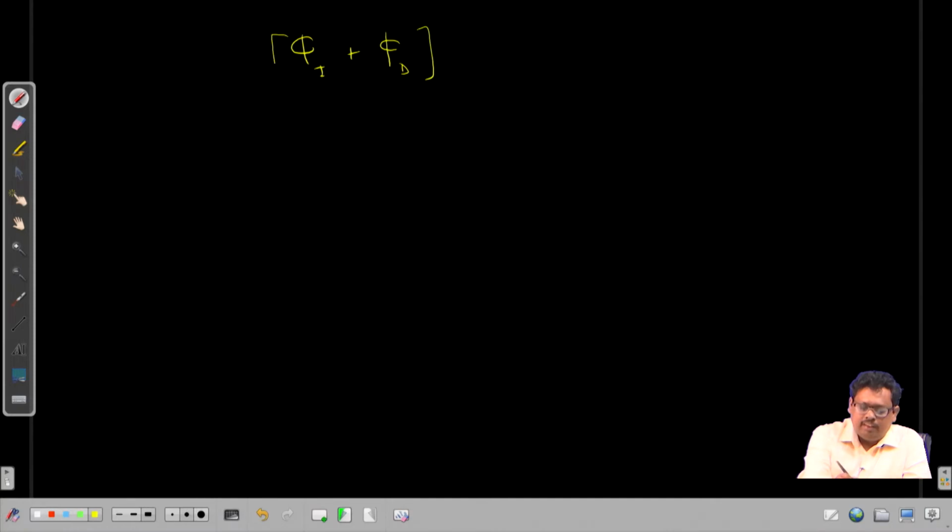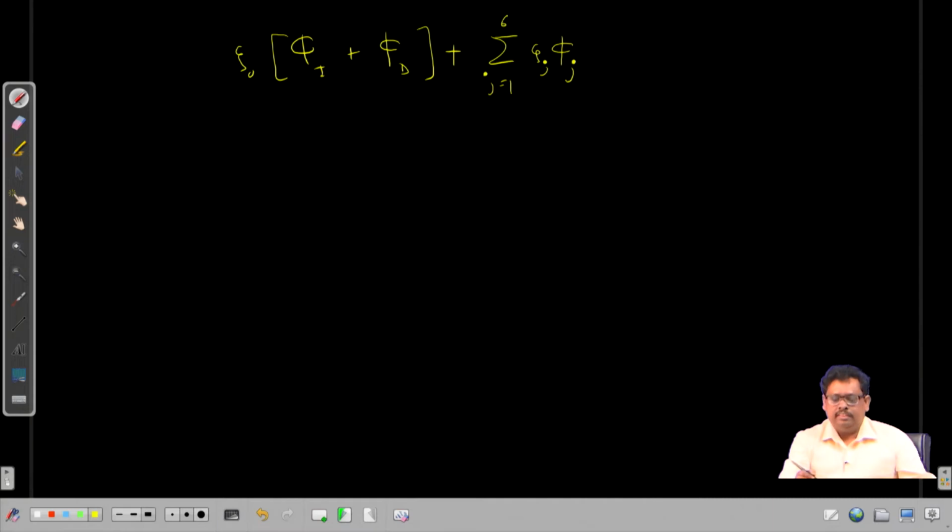Why do I multiply this by something called xi 0, and why am I multiplying the summation j equal to 1 to 6 of phi j by xi j? So, the question is this, right. Now, let us try to answer this question first.